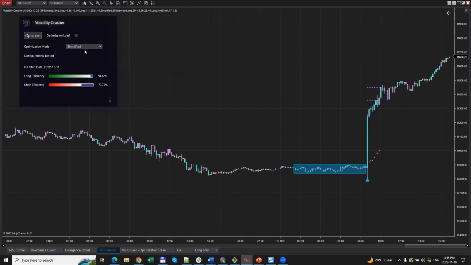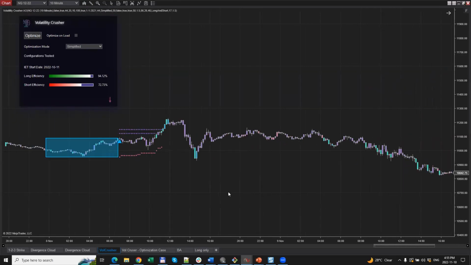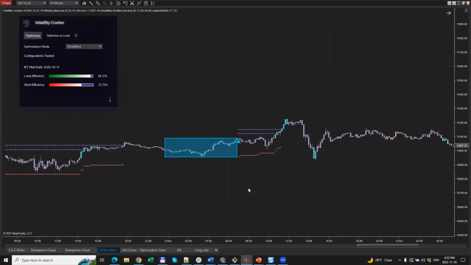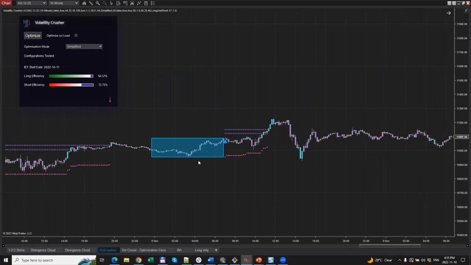And you can see here that the long efficiency just out of the box was at 94% and short efficiency at 72%. So this fits my trading style. Of course, I should admit that for this indicator, the profit targets are a bit closer than the stop loss, so you would need to have higher statistics. For 1, 2, 3 strike and divergence cloud, it's a bit of the opposite.